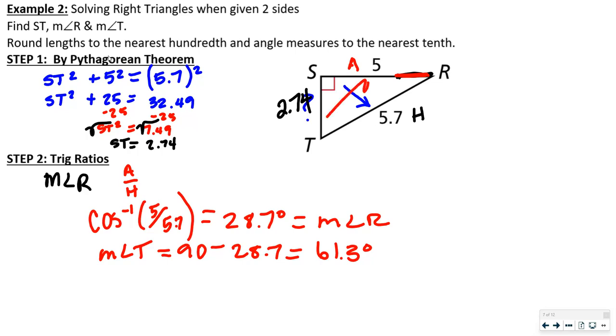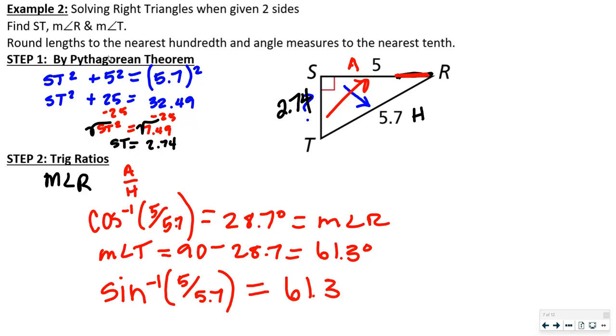So how does this relate? It's opposite now, right? So that would be the inverse sine of 5 over 5.7, with our hypotenuse again. So that's sine. If we do that in our calculator, we get 61.3 degrees. So there's two ways to find that third angle, okay? Subtract the second angle from 90 or use the trig ratio again.